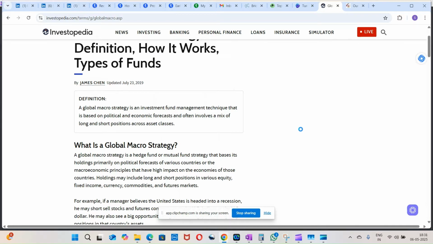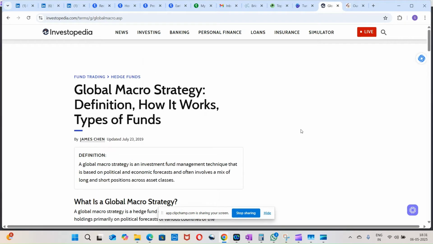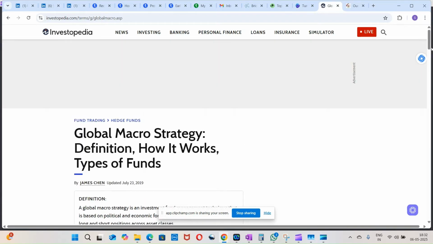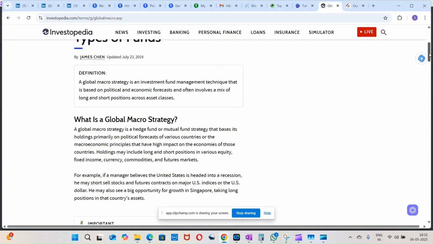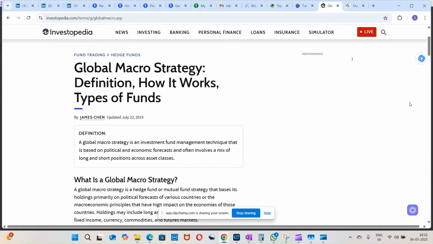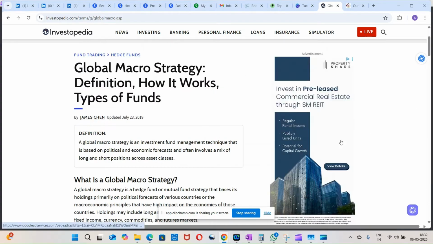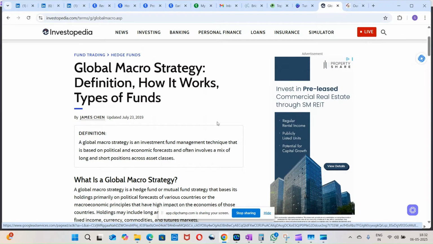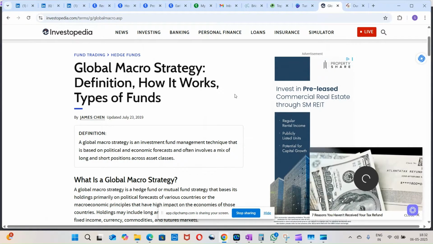A hedge fund is a pool of investors. Institutional investors pool their capital and act as the limited partners. One fund manager, the hedge fund manager, acts as the general partner and manages the fund. The idea is to generate very high returns, and high risk taking and high returns is the main motto of hedge funds.